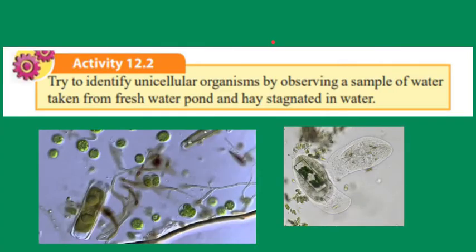Now we are going to do a practical to identify unicellular organisms. We are going to take a sample of water from a freshwater pond, and we are going to put some hay into a bottle filled with water, keep it for some weeks and let it stagnate. And then we will take samples from each and observe each under a microscope. If you do this practical, you will be able to get observations like these. From a pond you will see something like this, and from the haystack you will see something like this.